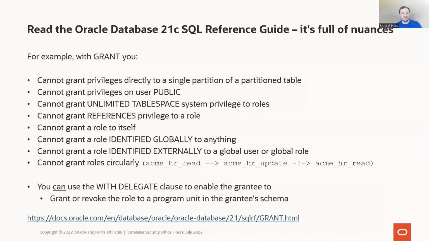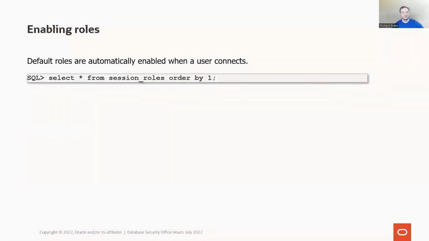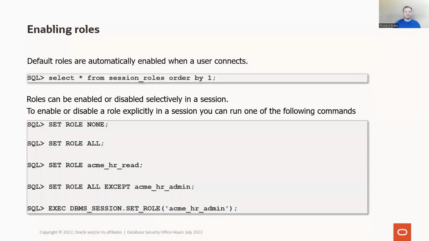Now you can use the with delegate clause instead of the with admin clause to grant or revoke the role to a program unit in the grantee schema. Again, I wanted to include that advanced topic session 2, right? So come back and see with delegate in session 2. All right, let's enable some roles. We can see what we've got by doing session roles.